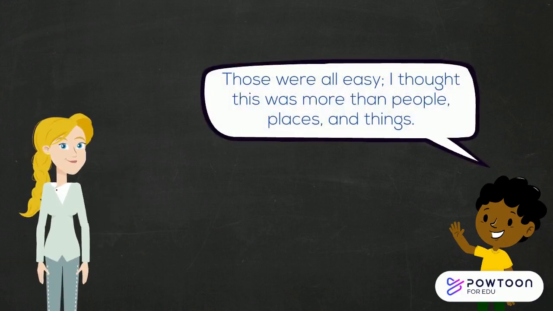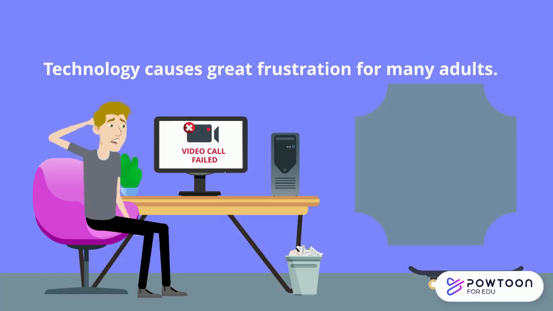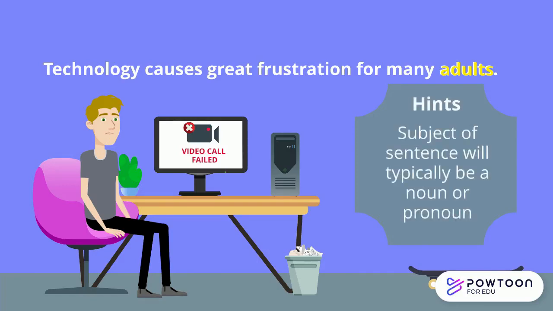Let's look at a few of the more complicated aspects of nouns. Here's a sentence for you. Technology causes great frustration for many adults. Okay, so adults is obviously a noun because it represents a person or people. However, this sentence contains other nouns that aren't as easily recognized. So, what are some hints to help us figure this out? Well, first of all, a noun will typically be the subject in the sentence.